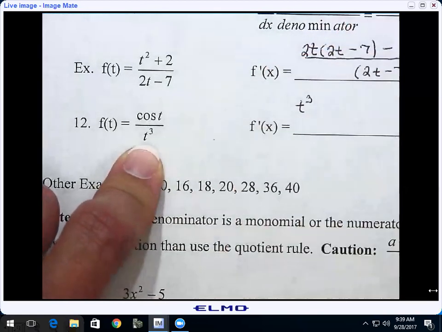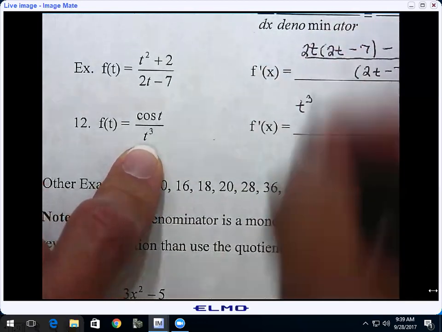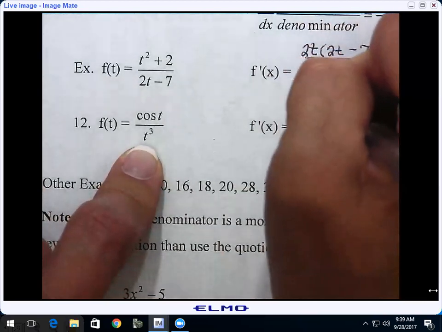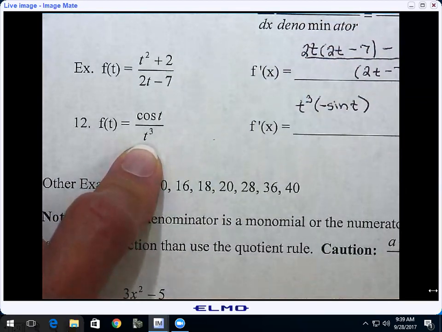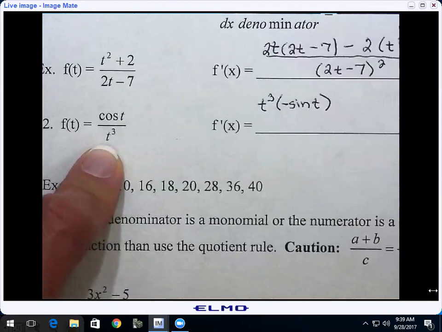All right, there's the denominator. Times the derivative of the numerator is what? Negative sine t. If you don't use parentheses, that's going to end up looking like t cubed minus sine t. So don't do that. Denominator, derivative of the numerator, and then what?